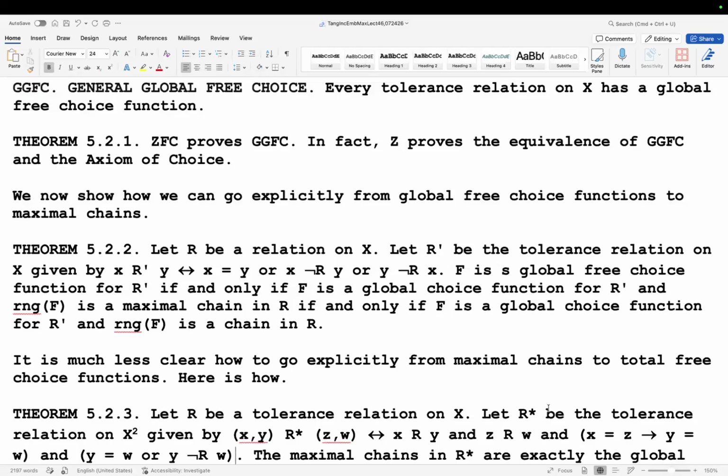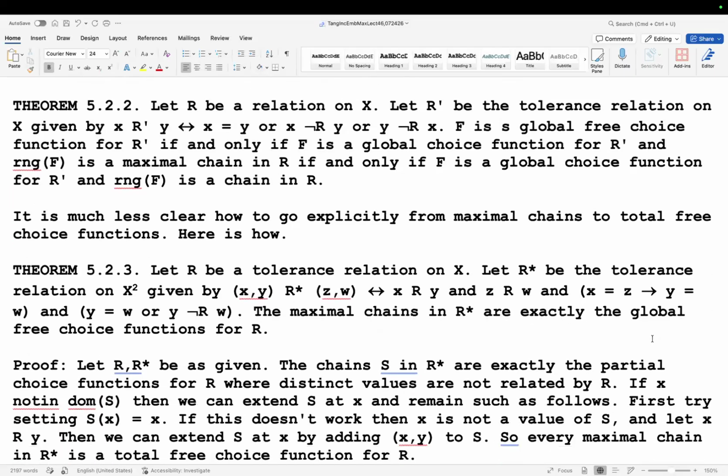Okay, I probably didn't say this the best way. There's several ways to say this. The other way to say it is something is a chain in R if and only if... okay, maybe this is the one I want to say. I have to think a little bit carefully about how I'm saying globally that you can go from one to the other. So here, this is the other one. Suppose I have a tolerance relation, and then I can go to an ordinary relation, and the maximal chains in R star are exactly the global free choice functions for R. All right, I have to clean this up a little bit. It's just a conceptual thing. The details that you want are all in here.